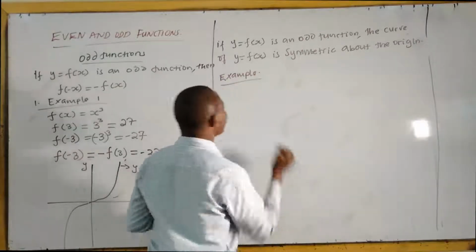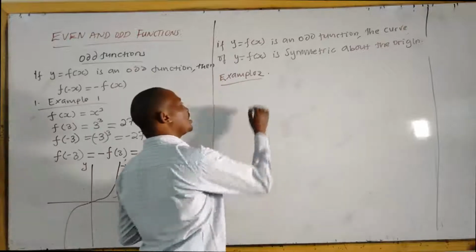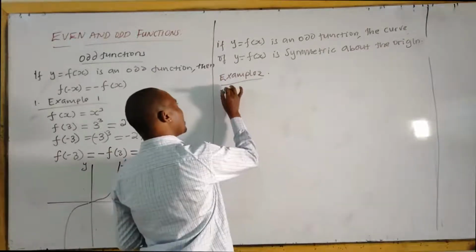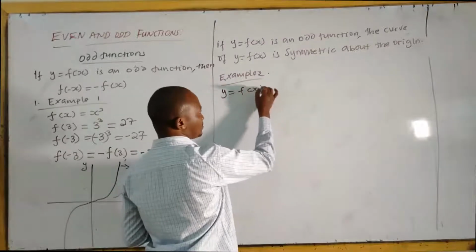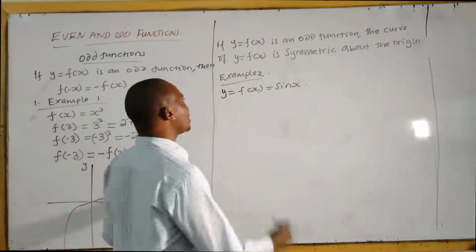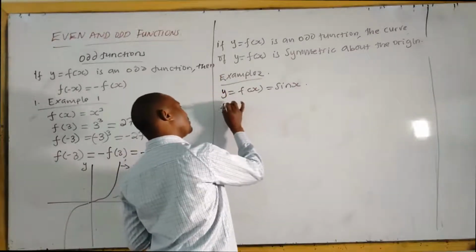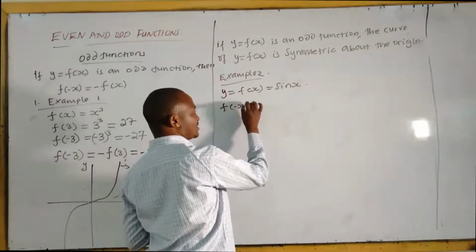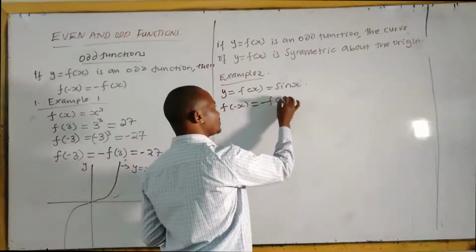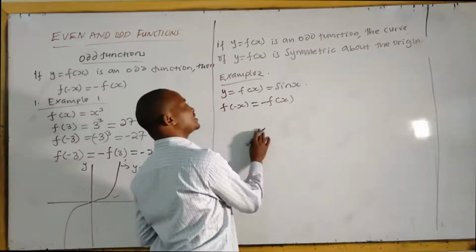Let us take an odd function, not odd function, the sine function. How do you draw a graph of sine? Maybe before that, you say y is a function of x, which is equal to sine x. What is the function of negative x? In our case it should be equal to negative function of x. Is it the case? Let us try.